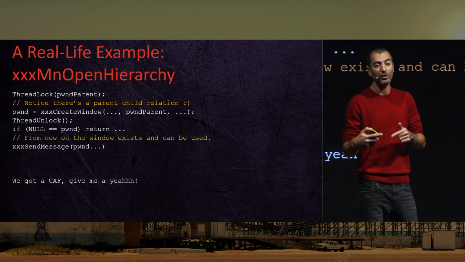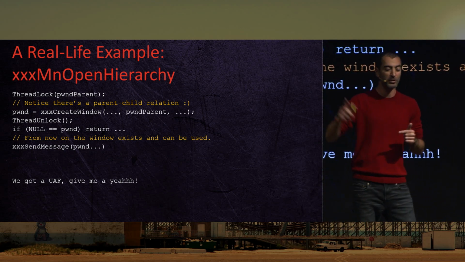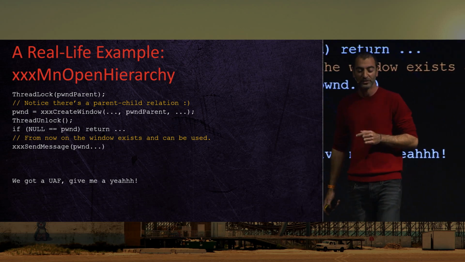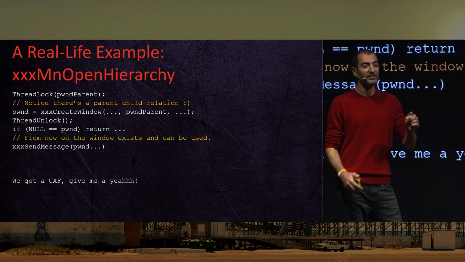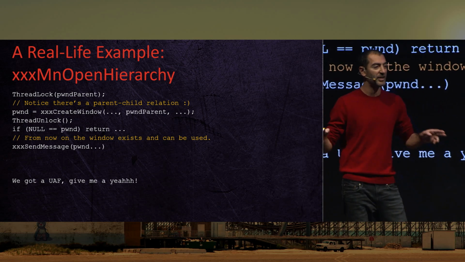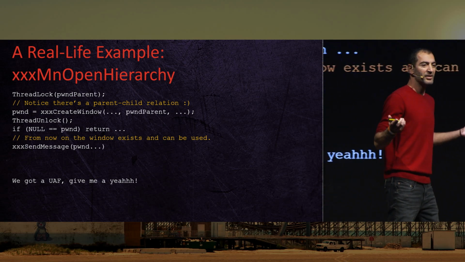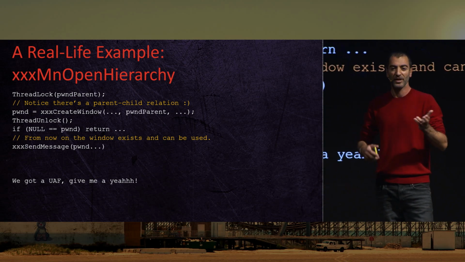So when we unlock and destroy the parent window, because xxx create window calls back to user mode, we're going to see it in a second. But the point is at this location, both objects are destroyed. And then they will check for null. But now it's used after free.